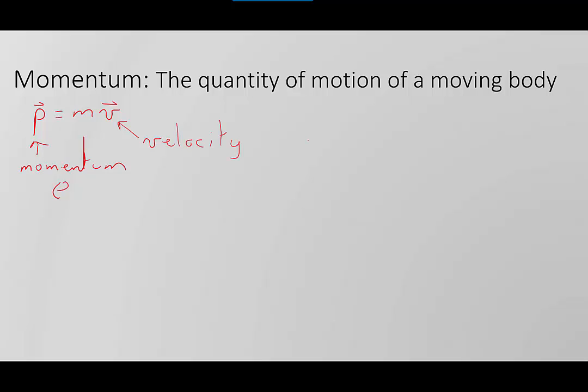So we know, if we look at this from the units perspective, that mass is in kilograms and speed is in meters per second. So the units for momentum are in kilogram meters per second.